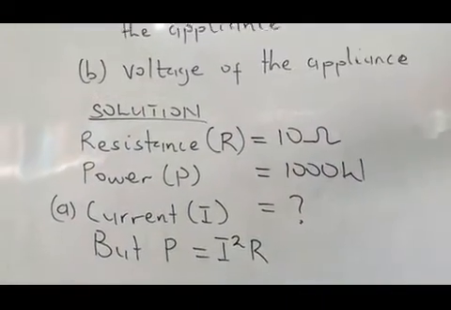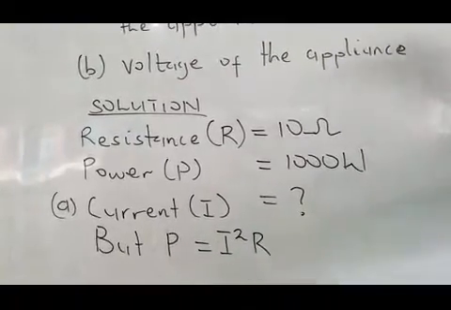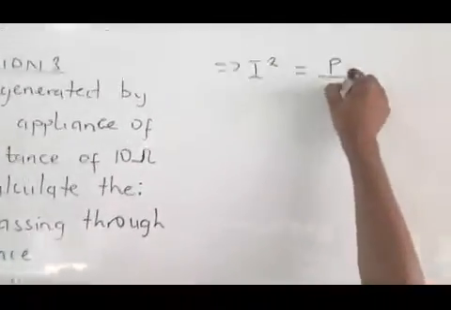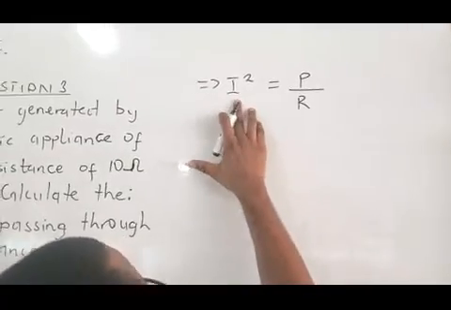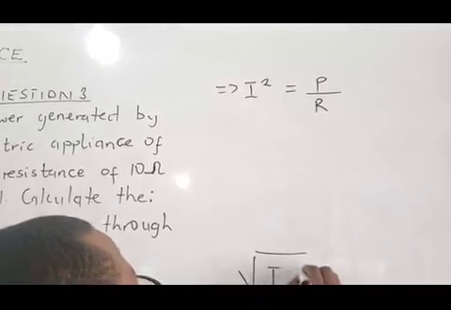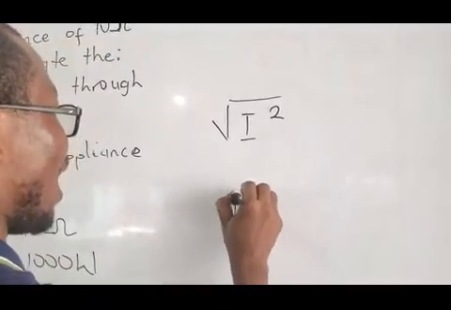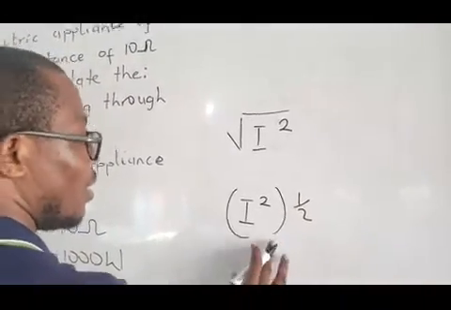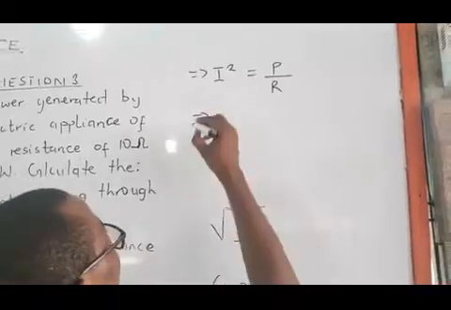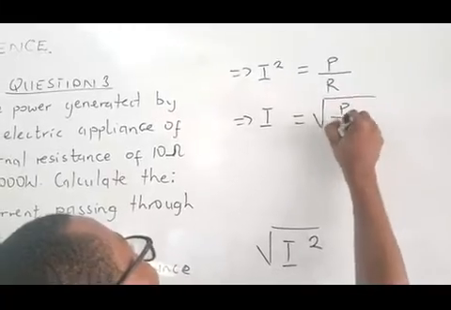Now if you divide both sides by R, the R will cancel, you have your I squared to be equal to P over R. You are looking for I, but this is I squared. So what do you do? You take square roots of both sides. You take square root of I squared. Square root is the same as to the power half. So this I squared all to the power half, this will cancel this half. So you get I. So for you to find I, you take square root of both sides, and your I becomes square root of P over R.